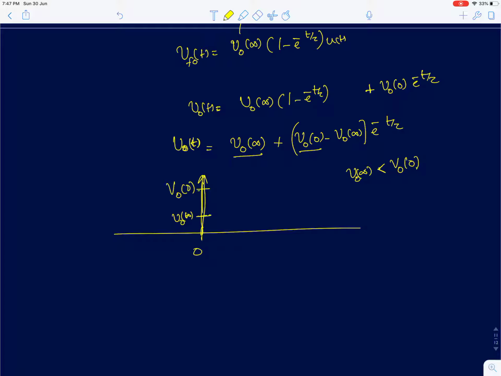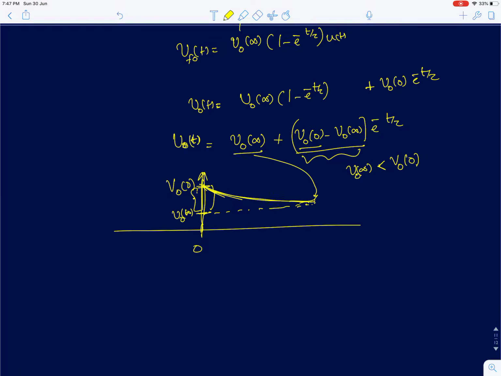Now we know this term, V0 of 0 minus V0 of infinity, will eventually go to 0. The gap between these two will go to 0. Eventually the output will reach V0 of infinity, and it will respond like this. It's an exponential decay. It will decay down like this. Here I am assuming V0 of infinity is a large number. So this is the initial gap, which I have shown on this figure here. Eventually it will go to 0 and touch V0 of infinity.